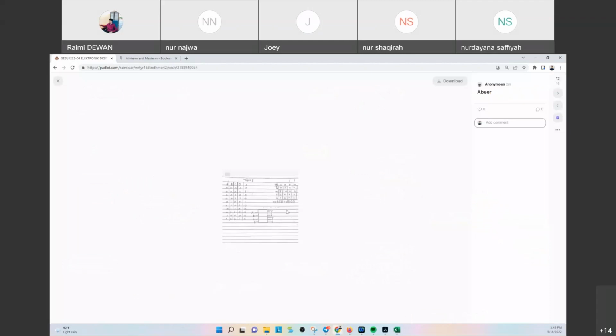Abe, you also lose, right? You know what mistake you made? You didn't have the diagram. Same for you, Abe, the diagram. Regardless of whether this one is correct or not, you already lose marks on the diagram.